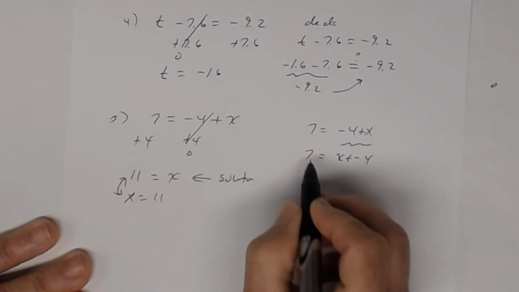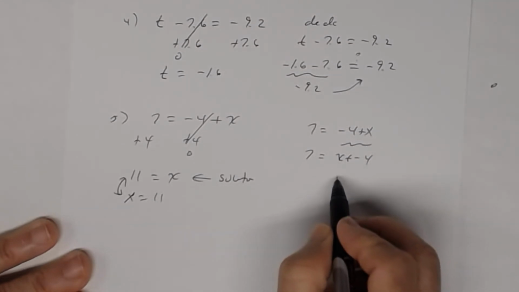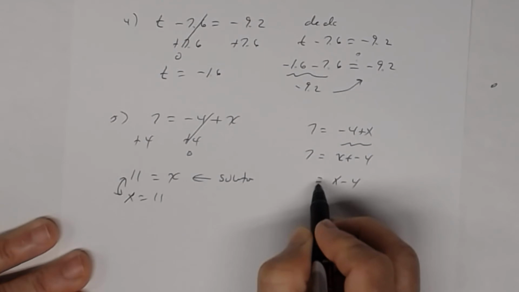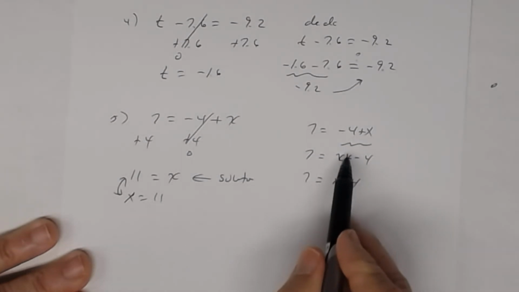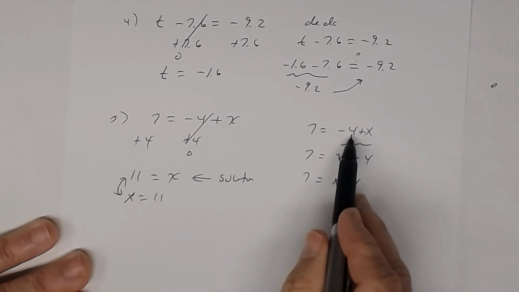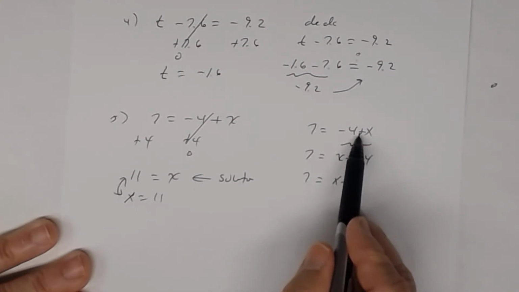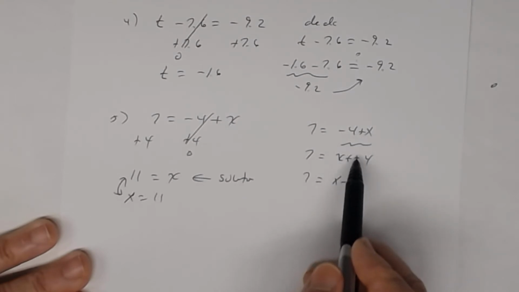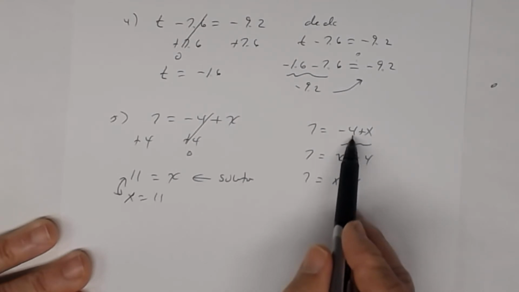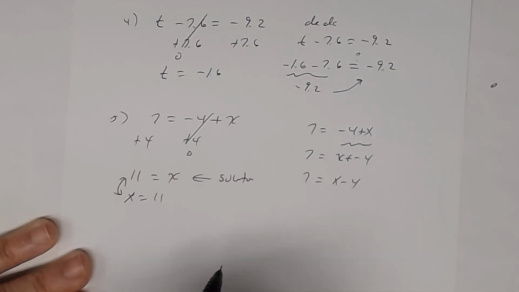And don't forget, on this side you have 7. But we also know that x plus a negative 4 means the same thing as x minus 4. So all these expressions on the right are equivalent. Addition is commutative. The order in which you write addition does not matter. Negative 4 plus x is the same thing as x plus negative 4, and x plus negative 4 means the same thing as x minus 4.